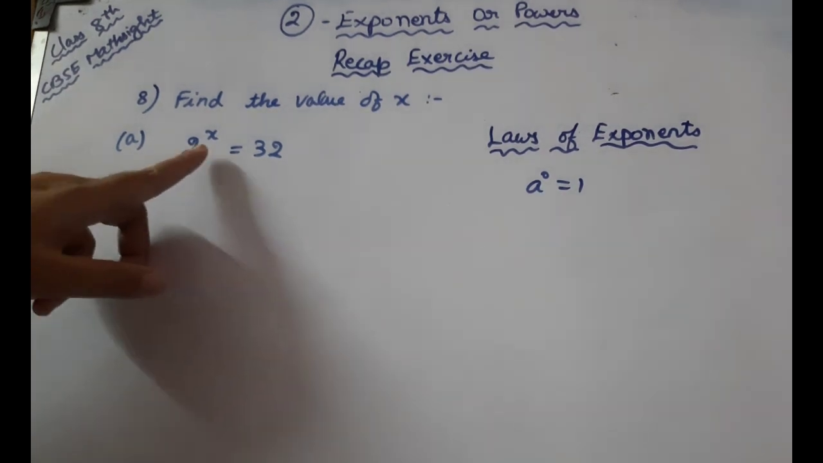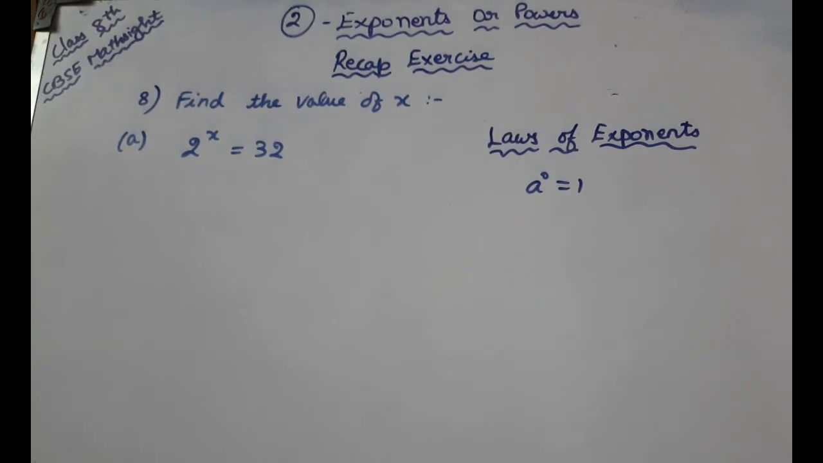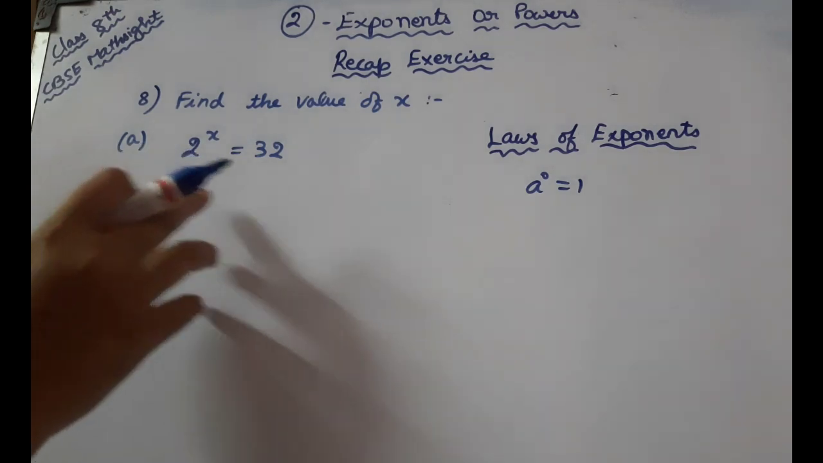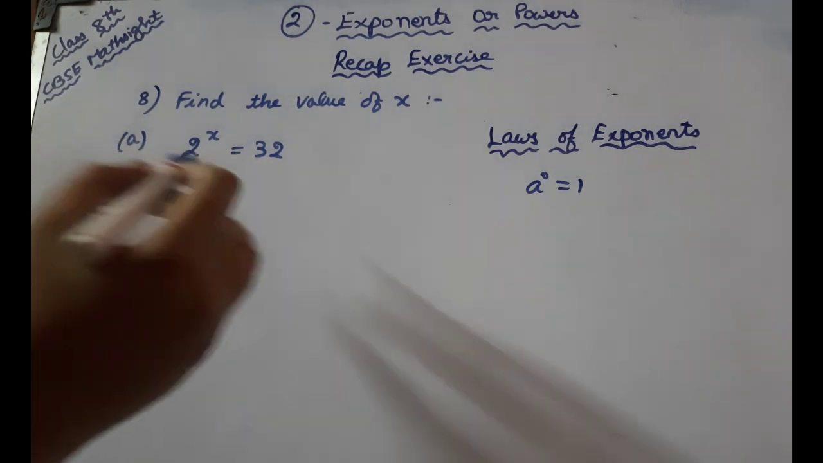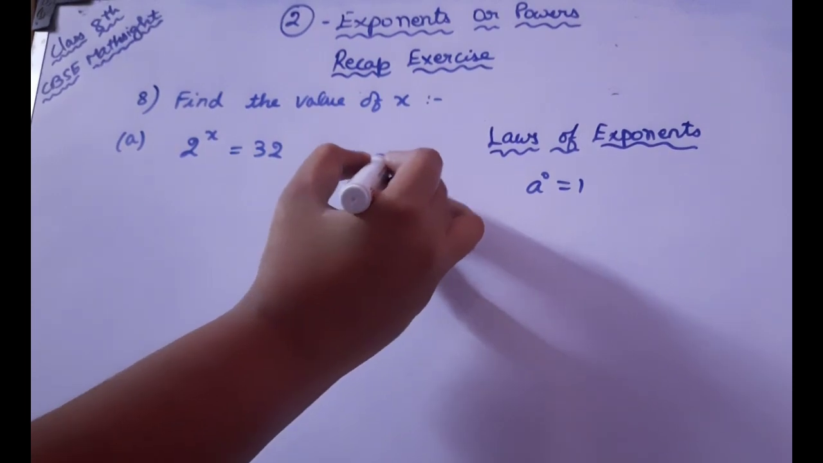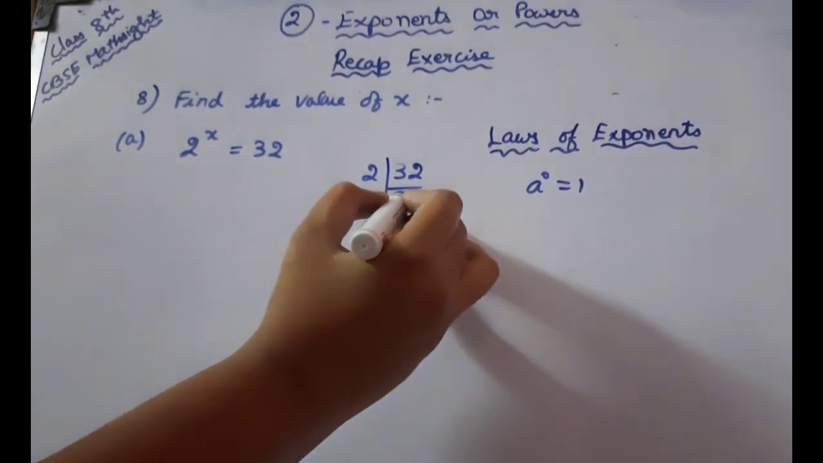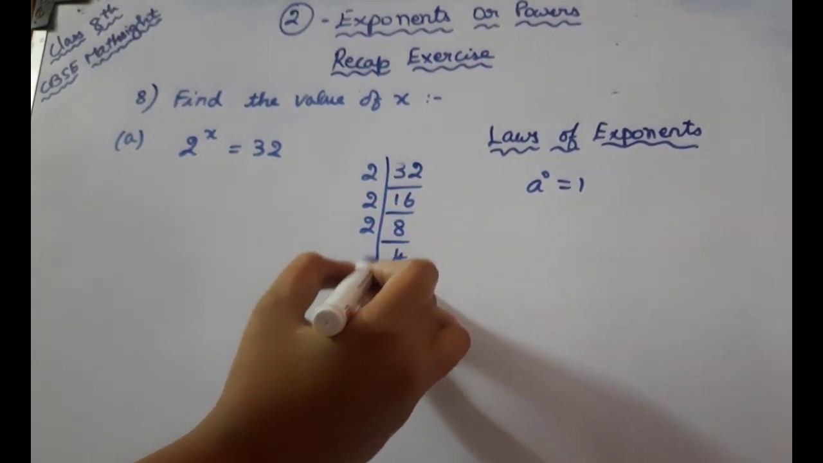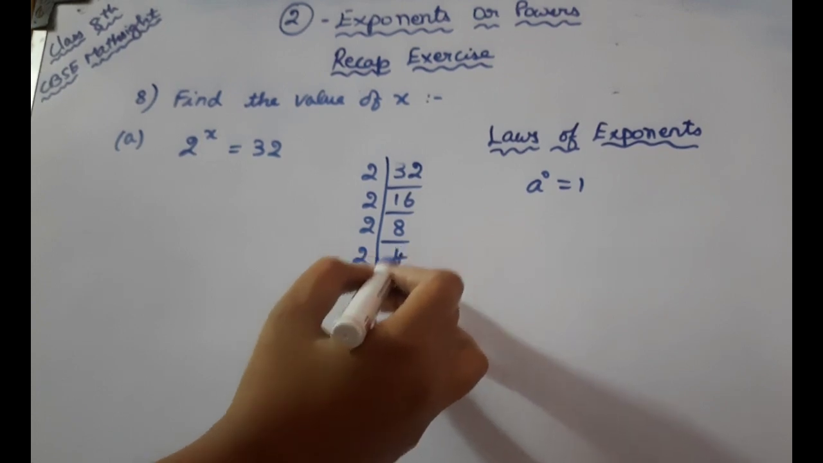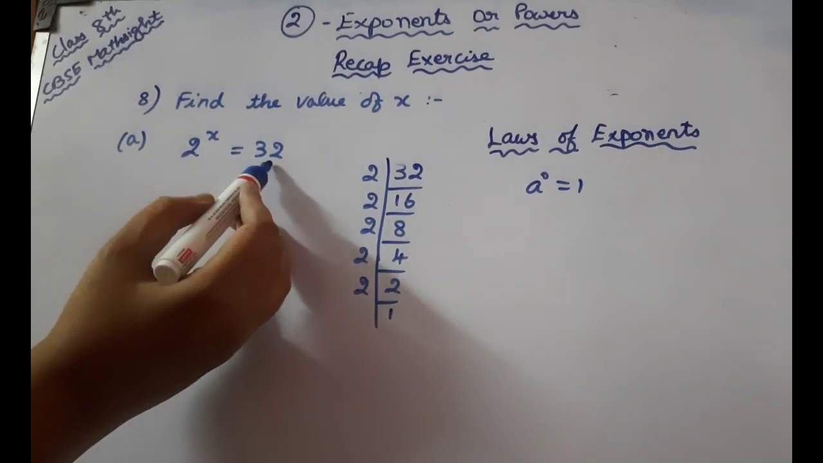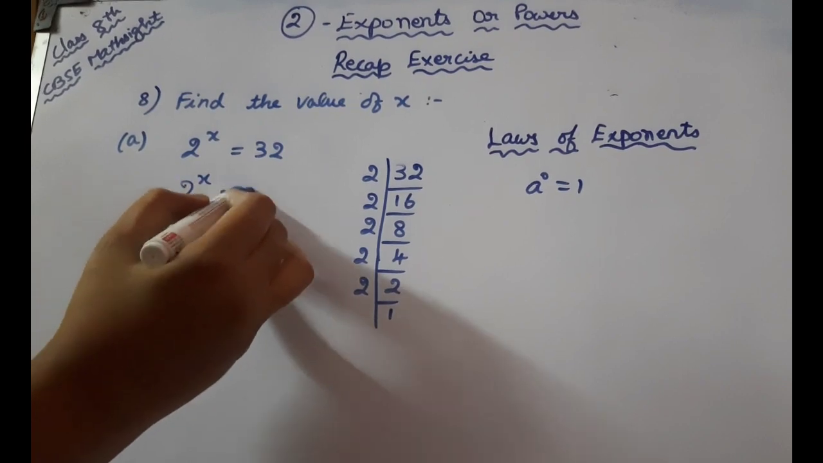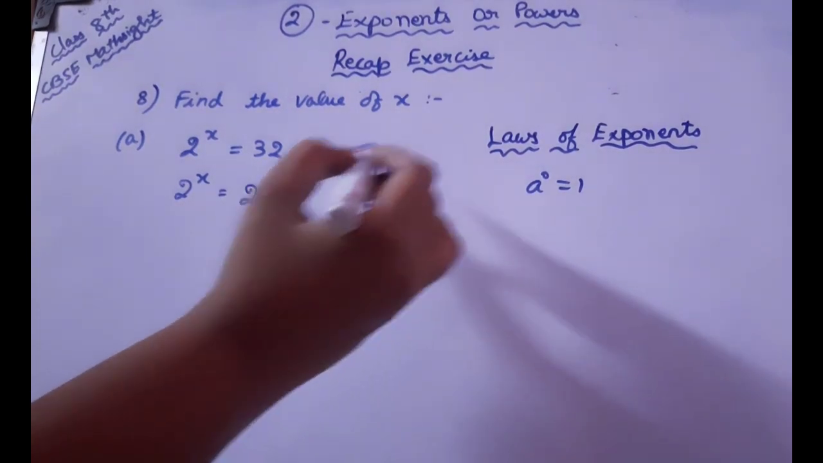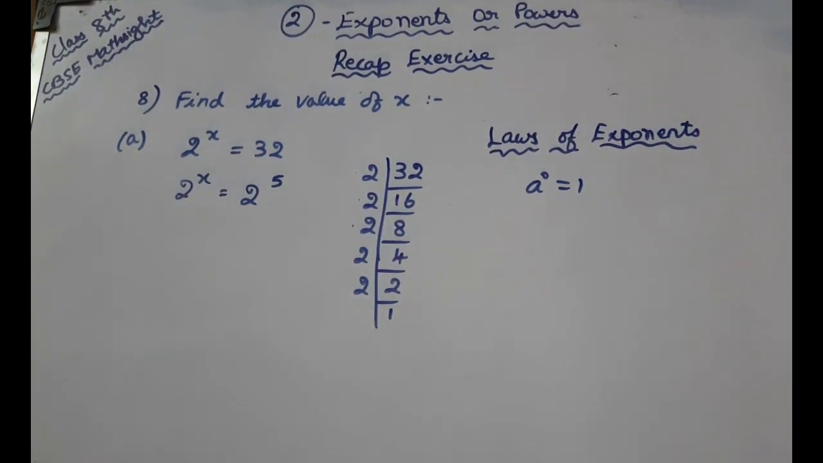So the first sum is 2 to the power of x is equal to 32. So we have to make 32 in terms of 2 to the power, so that when we both have the same base, the power will be the same. Okay, so we can try to take LCM of 32. So 2 16s are 32, 2 8s are 16, 2 4s are 8, 2 2s are 4 and 2 1s are 2. So 32 can be written as 2 to the power of, so 1, 2, 3, 4, 5. So we totally have 5 2's. So 32 can be written as 2 to the power of 5.